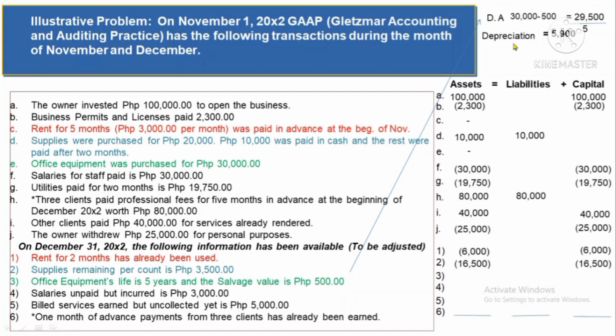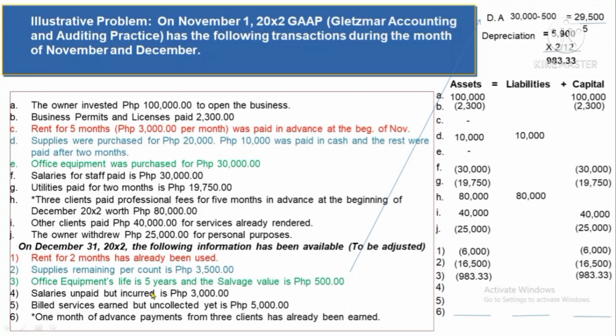But remember, we're only talking about 2 months, November and December. So you need to multiply this by a fraction, which is 2 months over 12 months, and you will have 983.33. And since depreciation is a type of expense, the capital account will be decreased, and the assets will also be decreased. Transaction number 4 is an unpaid expense or accrued expense.